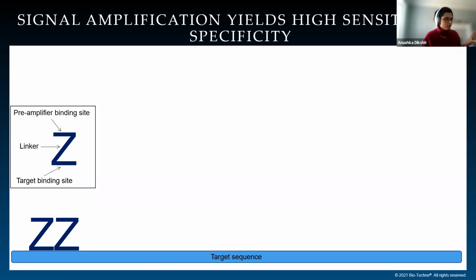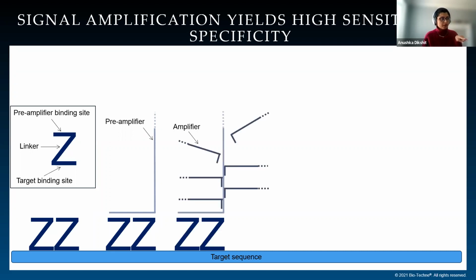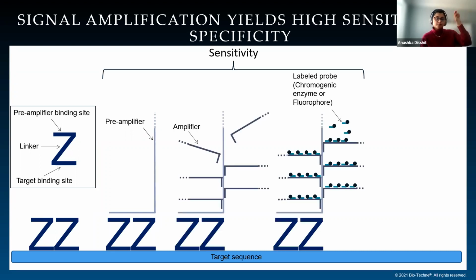After you have your Z pairs bound to your target sequence, a preamplifier will bind onto a pair of these Z probes, followed by which you will have your amplifiers and your labeled probes. Now, these labeled probes can either be chromogenic or fluorescent based on the assay. So this ensures high level of sensitivity, and even the low expressing targets can be detected by this platform.